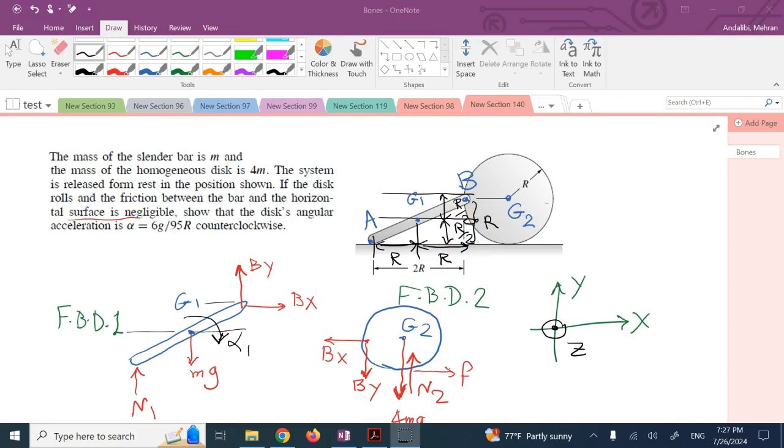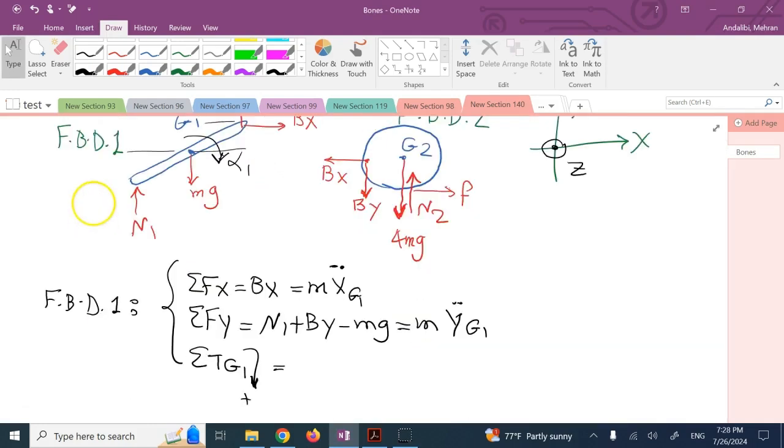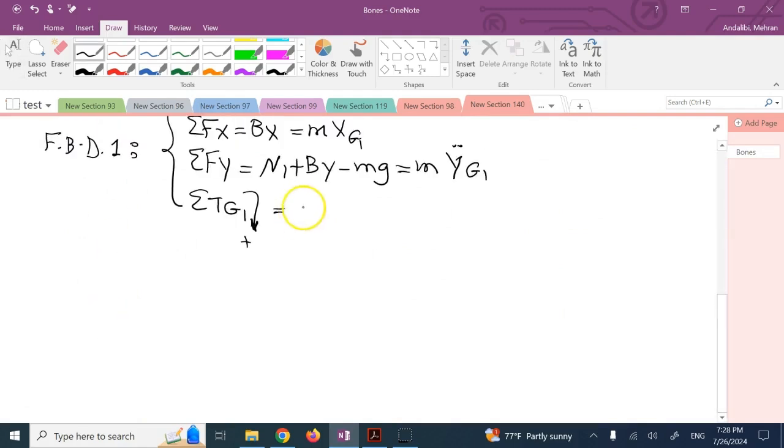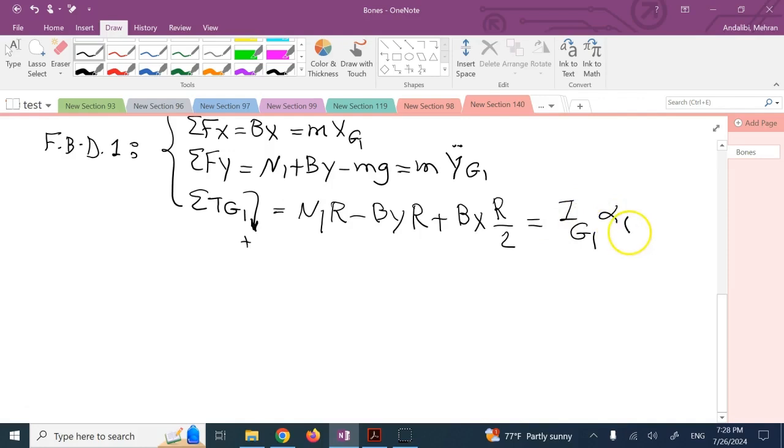So sum of the moment, clockwise positive, for G1. N1 does create a clockwise moment, so that's positive. By is negative, and Bx is also positive. So it's going to be positive N1 times r minus By times r. Okay, so let's go ahead and write it. N1 times r minus By times r, and positive Bx times r over 2. This equals I about G1 times alpha 1.